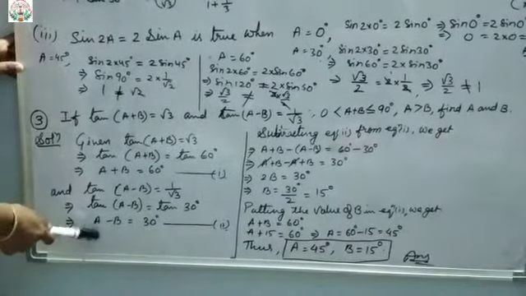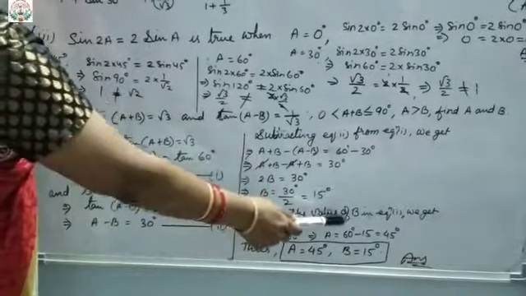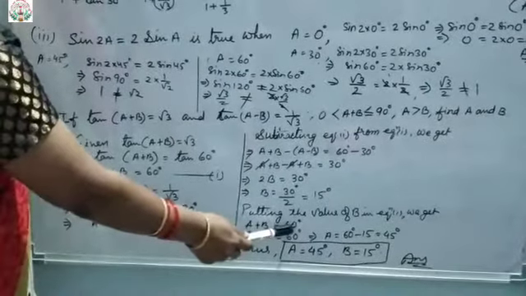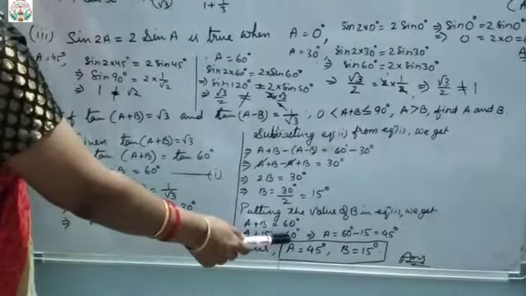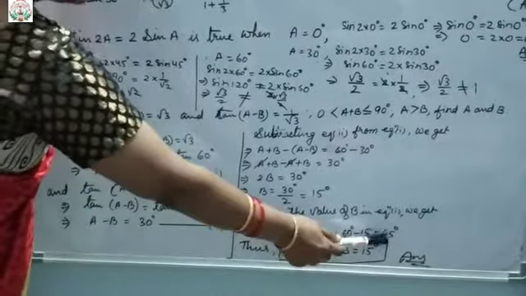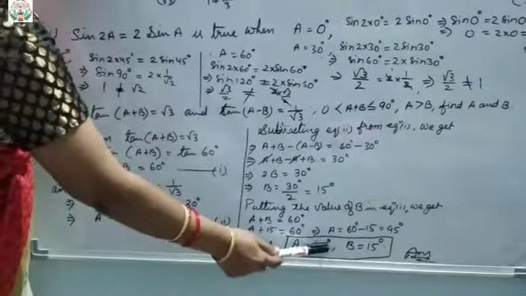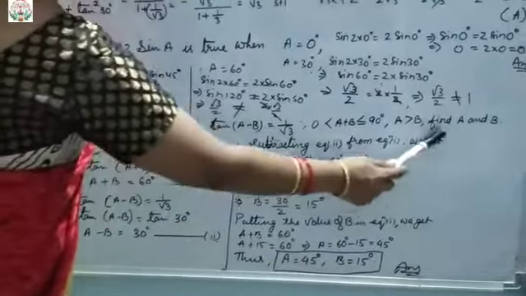put the value of b and get the value of a. Suppose here I am putting the value of b in equation 1. In equation 1, a plus b equals to 60 degree. So now if I put b value as 15, what will I get as a value? On simplification we get 45. So value of a equals to 45 and b equals to 15. This is what we were supposed to find, a and b.